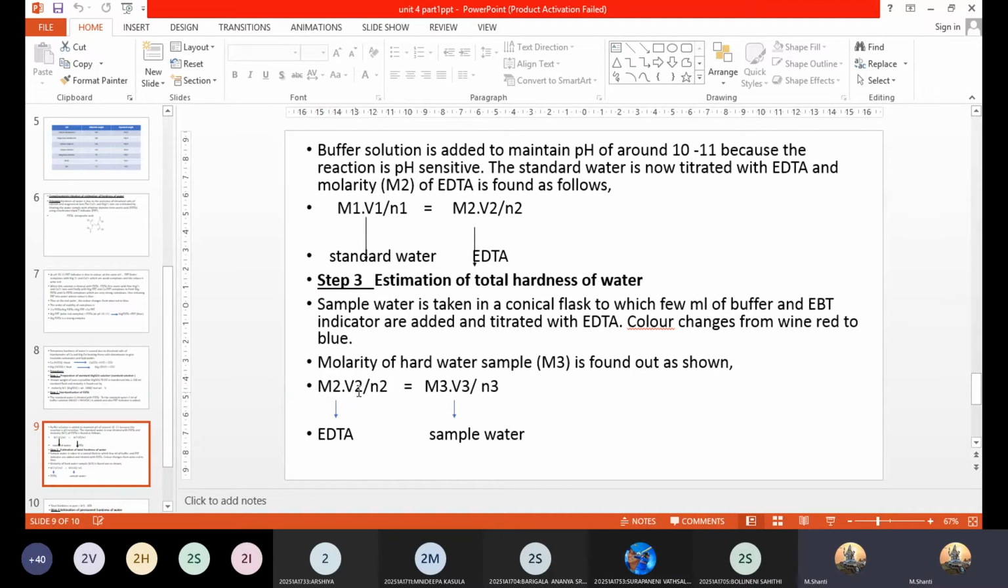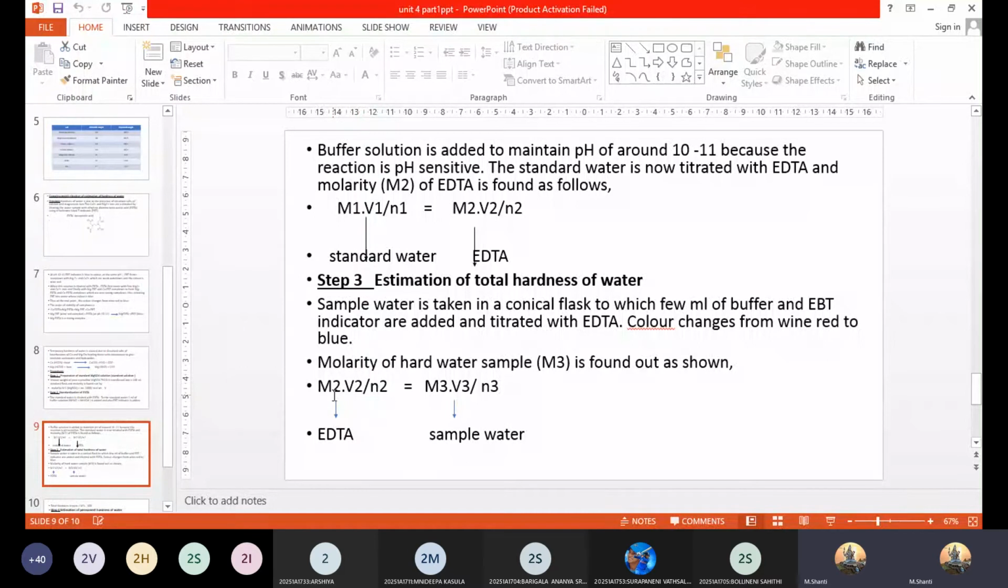Now what is the V2 value? V2 is whatever the burette reading is in step 3. So what is the difference in step 3? How is the procedure done? In the conical flask, you take your sample water, then add a few ml of buffer and EBT indicator, and then titrate with the EDTA. Again, the color change will be from wine red to blue. Note down the end point, note down the volume of the titrant. So that will be the V2.